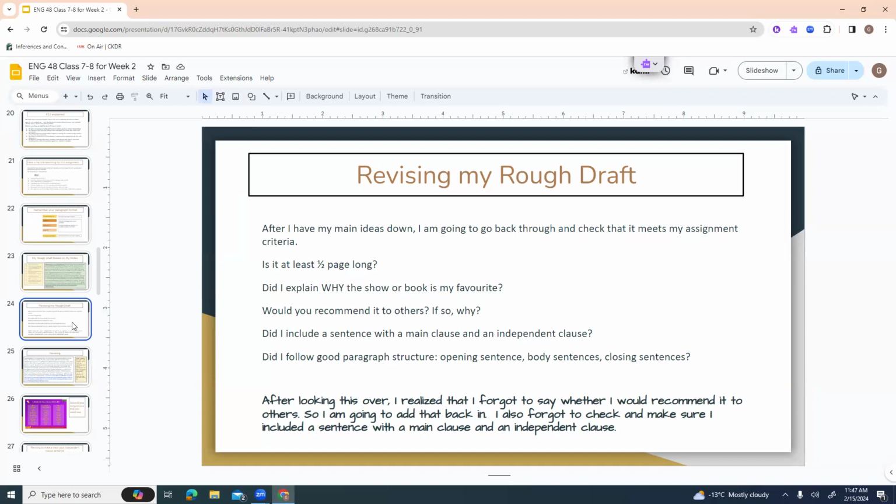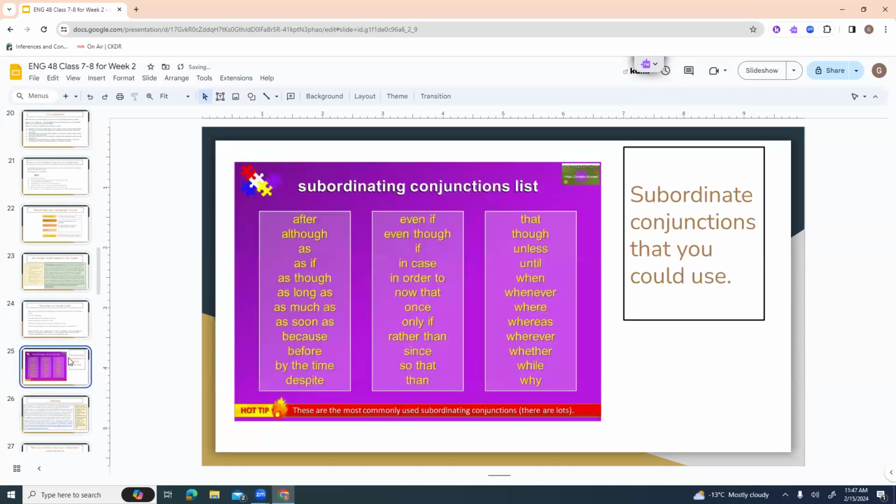So after looking this over, I realized I kind of forgot to say whether I'd recommend it to others. So I'm going to add that part back in. And I also forgot to check and make sure I included a sentence with a main clause and an independent clause. So I'm going to quickly, before I do anything, remember, here are my subordinate conjunctions. If I'm going to create a subordinate clause, it's going to start with, doesn't have to be one of these, there are more than this, but these are very, very common ones that people do commonly use. So this might be a good way to get my ideas going if I'm not sure. So I'm going to take a look at it.